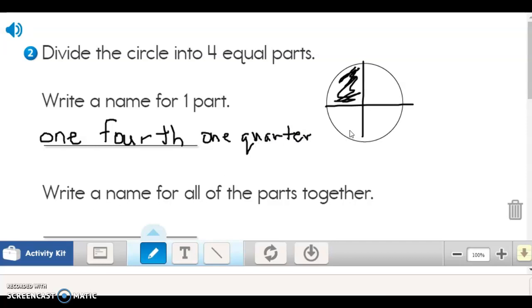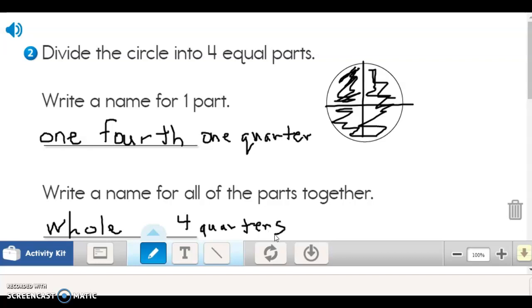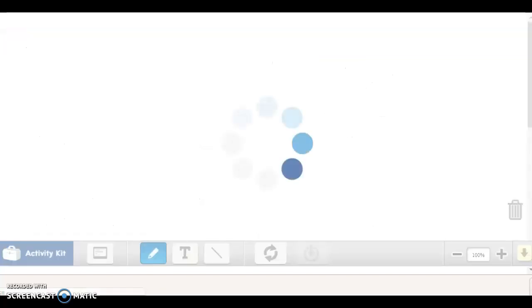Write a name for all of the parts together. So that would mean we'd have to shade everything. So we could call that whole. What else could we call it? 4/4. We could also call it 4 out of 4. Lots of options, friends. Let's look at question 3.